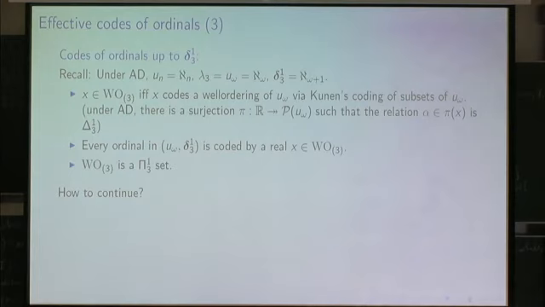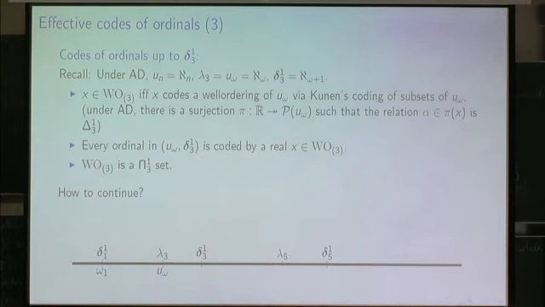So, we have answered the question of coding of ordinals, and also we will get the Suslin representation of Pi^1_3 sets, but how to continue? What is the next step after Delta^1_3? Here is our big picture. Delta^1_1, Delta^1_3, and Delta^1_5 are odd projective ordinals. And lambda_3 is the predecessor of Delta^1_5, assuming AD.